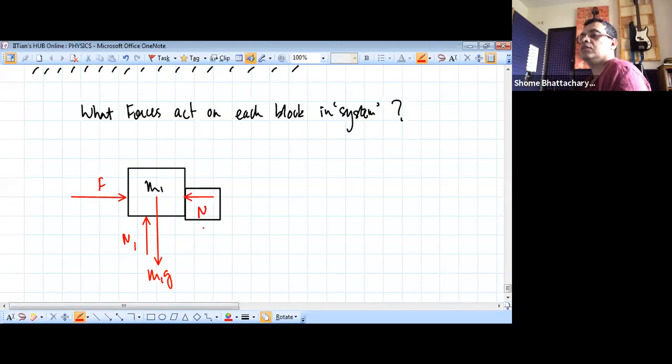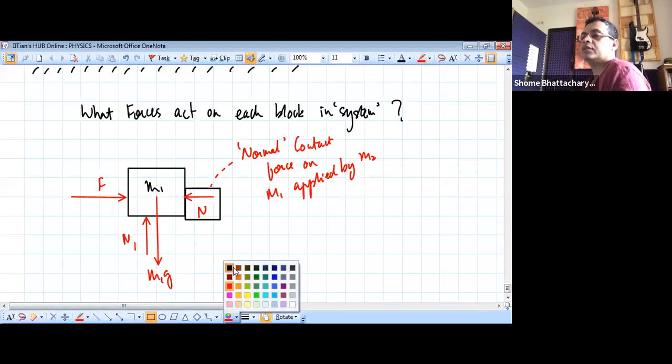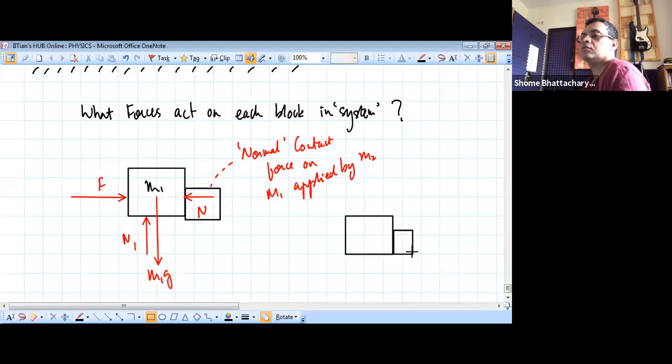So here this is the normal contact force on M1 applied by M2. And similarly, if you see the situation of M2 next, if you see the situation of this block, what all forces are acting on it?